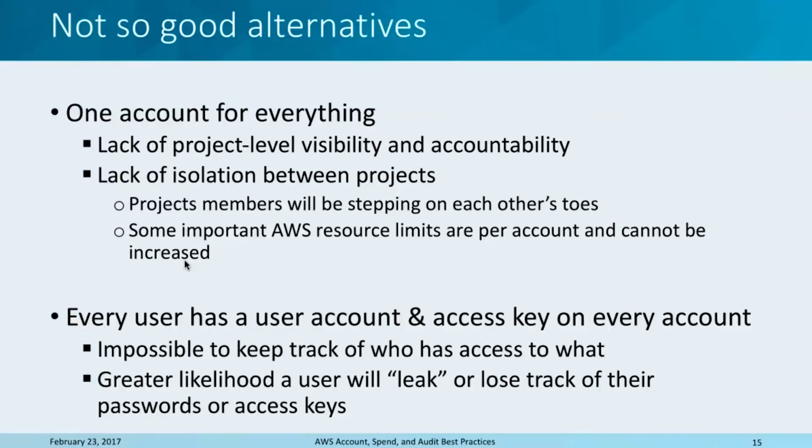The other alternative is every user has a user account and access key on every account. Again, as you can see, this is an M by N type matrix with the number of users and number of accounts that you have, right? It could get impossible to keep track of who has access to what. And more importantly, the possibility of a security access key leaking or getting into other hands is dramatically increased. And we have heard horror stories of people checking their access key into GitHub repos and waking up the next morning with a $6,000 bill on their Amazon account, right?